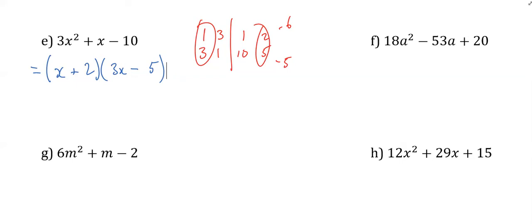Yeah, totally matters, because this is going to be 3x and 2 and x and 5, which is wrong. Because this is 3 times 5, which is 15, and 1 times 2. 15 minus 2 doesn't give me what I want. That's why we flip it. They're totally different factors. 1 times 5 is 5. 3 times 2 is 6. Right? Yeah.